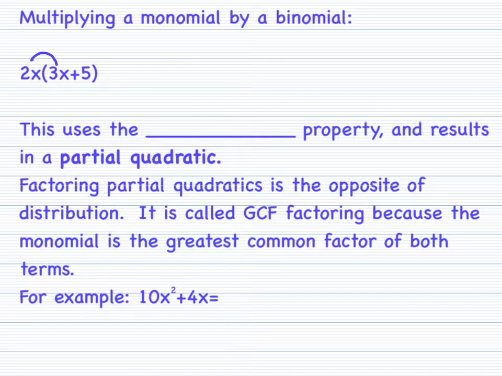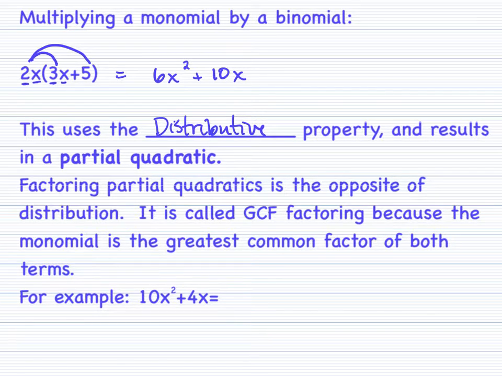First we multiply 2x by 3x, and that involves multiplying 2 by 3, which gives us 6, and then x times x, which is x squared. And then we multiply 2x by 5, which means we multiply the 2 by the 5 and keep the x with it. So this uses the distributive property, and this gives us a partial quadratic. Factoring partial quadratics is just the opposite of distributive, greatest common factor.